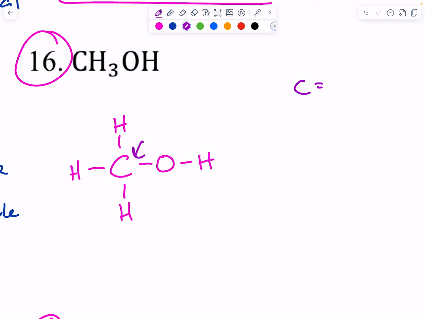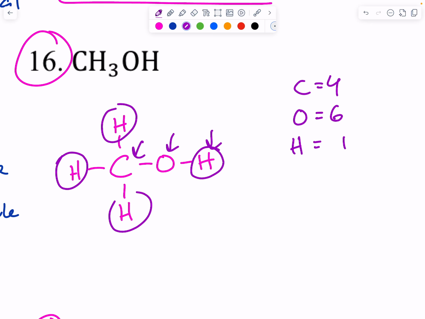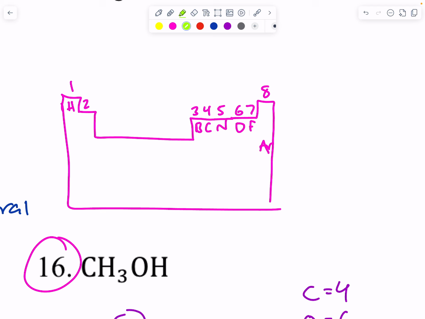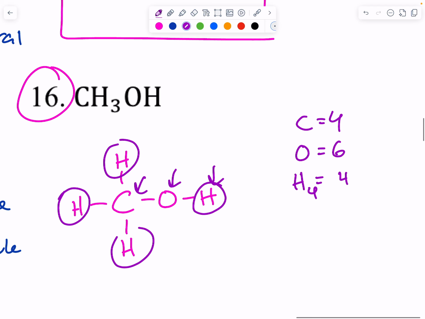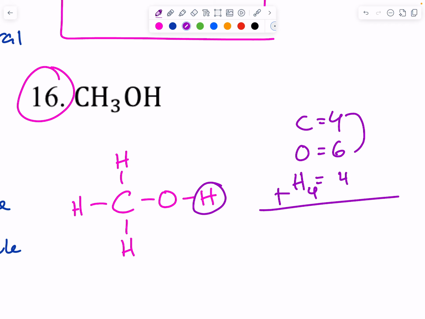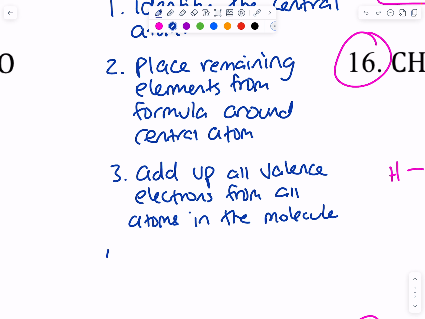Carbon has how many valence? 4. Oxygen has how many valence? 6. Hydrogen has how many valence? 1. But I have 1, 2, 3, 4 hydrogens. So how many total valence? 4 valence. All of these numbers I get from the periodic table. So 1 valence for hydrogen, 4 valence for carbon, 6 for oxygen. That's how I get the numbers. Now what do I have to do? I have to add these numbers up together. So 4 plus 6 is 10, plus 4 is 14. So I have 14 electrons. That's step 3.